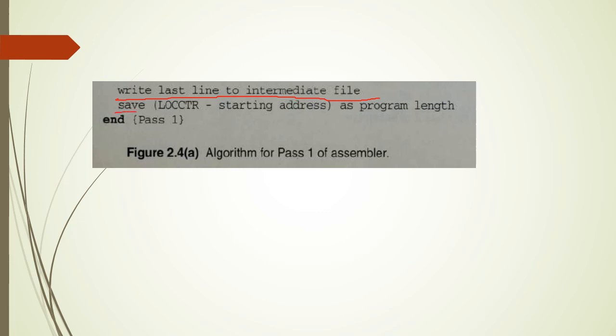Then you have to calculate the length of the program. How to calculate the length of the program? The last value of the location counter minus the starting address will give you the length, which will be saved. That is the end of pass 1. So pass 1 of the algorithm will generate the symbol table. That means it will generate a value or address for all the labels of the instructions of your program.